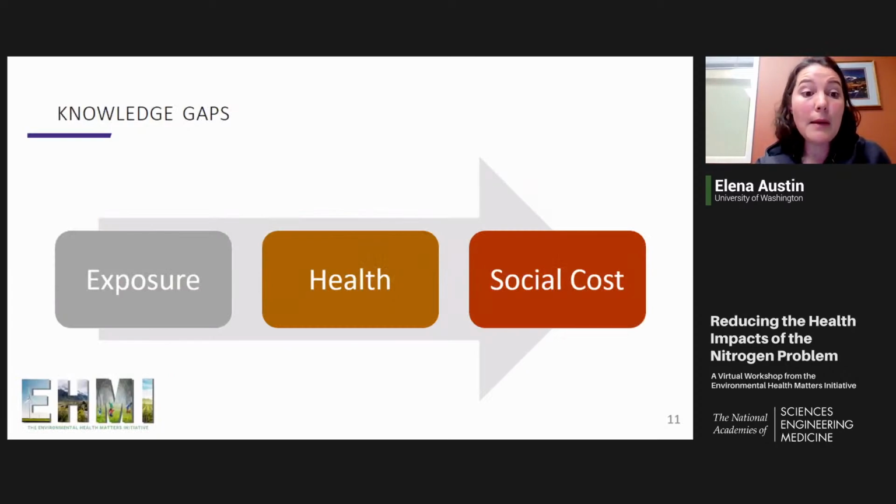So in summary, we've discussed the exposure pathway of nitrogen and how it comes to be causing health effects in our communities. And what I hope that we can discuss later today is how we move through this paradigm of exposure to health to understand the social costs, prevent the social costs, and think about how to consider some of the knowledge gaps that we have in this space and move forward to enhance our solutions related to nitrogen usage.